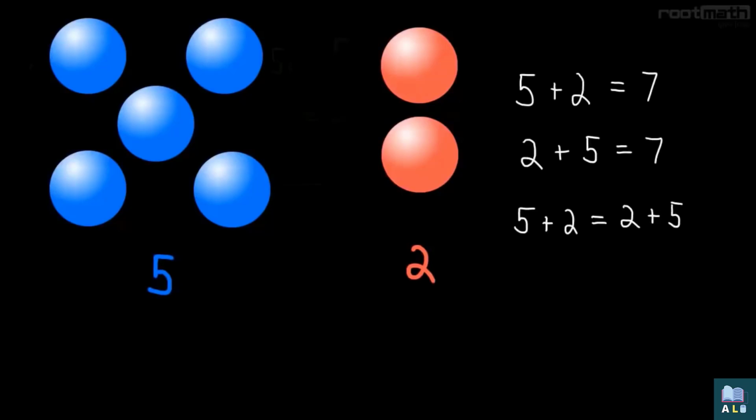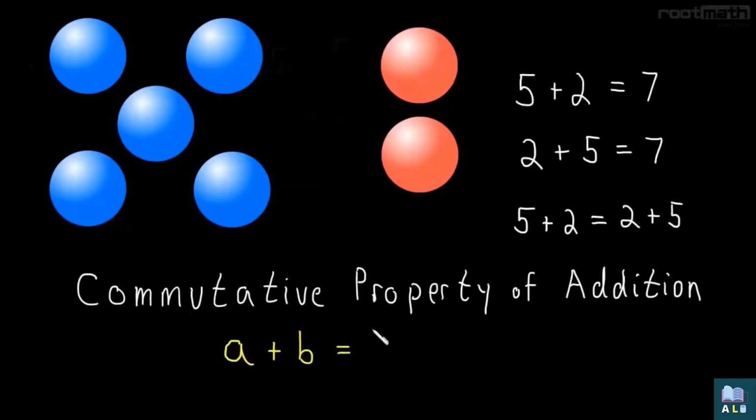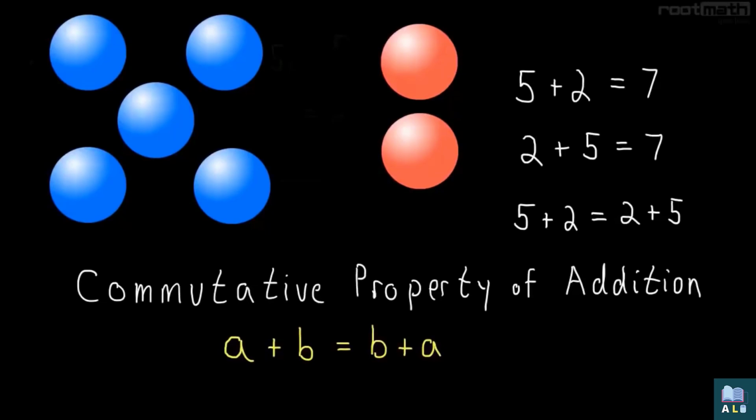And this is a really important property of addition. It's called the commutative property of addition. And it says that if we have any two numbers, a and b, then a plus b is equal to b plus a. So it doesn't matter which order we add two numbers in. And we have something similar for multiplication.